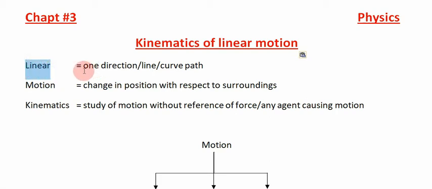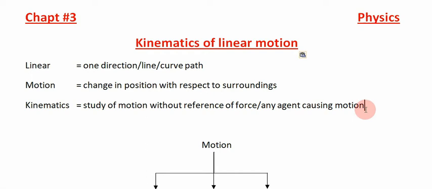It is defined as one direction line or curve path. Basically, linear is derived from line, which means a straight path or towards one direction. And the second one is motion. Motion is defined as change in position with respect to the surrounding.